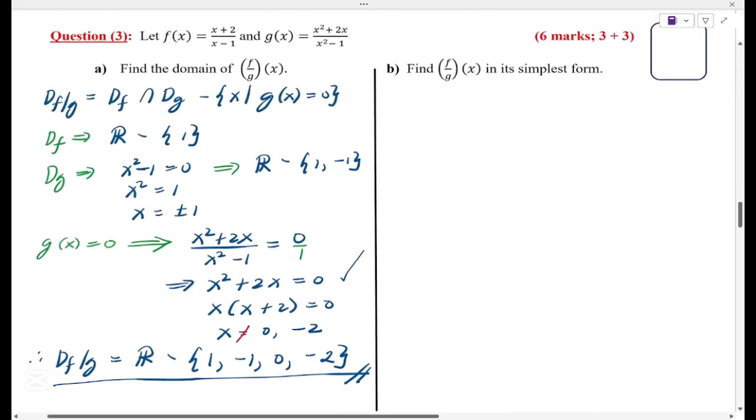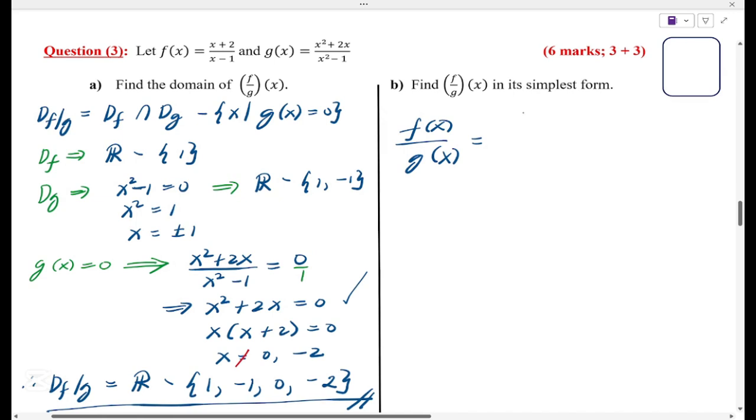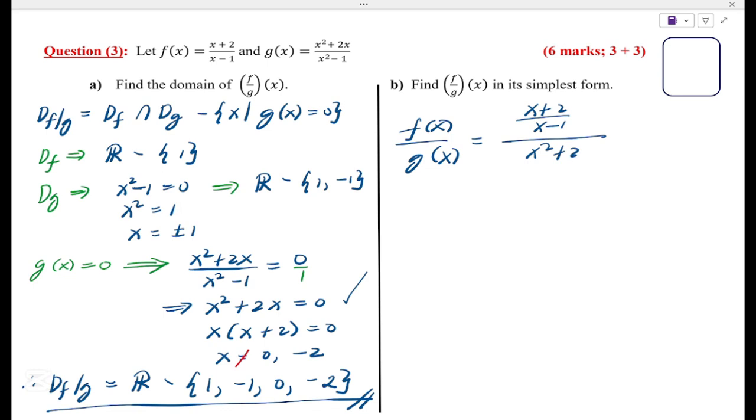Now, for f divided by g, f of x divided by g of x, you are dividing two fractions, x plus 2 over x minus 1 divided by x squared plus 2x over x squared minus 1. So division of two fractions again. So you can change the operation to multiplication. So we have x plus 2 divided by x minus 1 times the reciprocal of this, which is x squared minus 1 over x squared plus 2x.